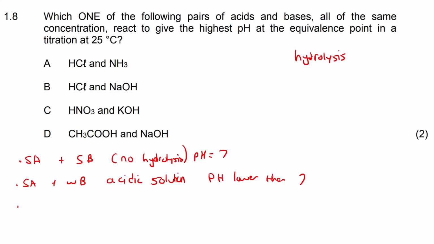Then if you take a weak acid plus a strong base, well, now the strong base would dominate. And so at the end, due to hydrolysis, you would have a more basic solution. And so that means the pH will be higher than 7.